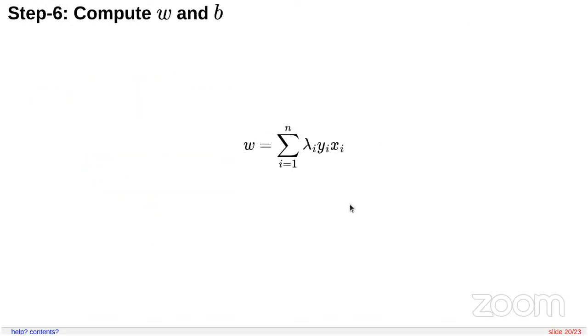Okay, so now how do you go back from lambda to your weight? Finally, we want weight and bias, that's what we are here for. So how do you get the weight and bias? You go back to the initial expression that we had, W equal to this. We got this from taking the gradient of the Lagrangian with respect to W. So just plug this optimal value of lambda into this, and you get your optimal weight vector.